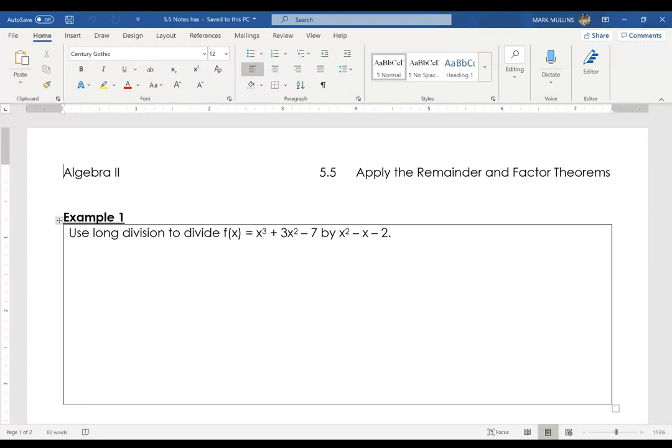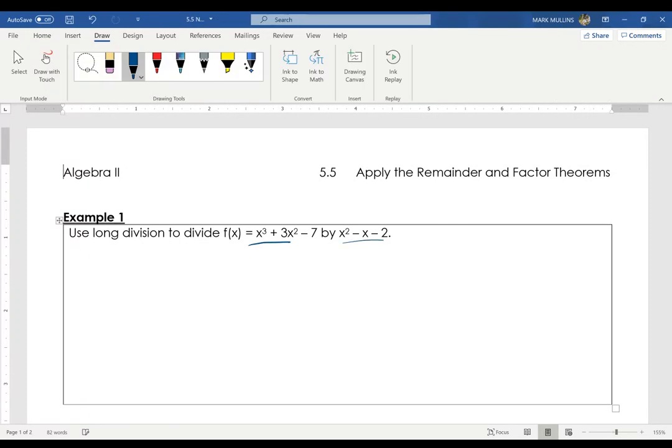So we're used to doing long division with numbers, but now we're going to do it with polynomials as well. So the part that I start with, I'm dividing this one by this one. So that means the x cubed plus 3x squared minus 7 goes here, and then my divisor, my x squared minus x minus 2, will go outside. So I'm really looking at x squared dividing into x cubed. That's what I really want to look at.